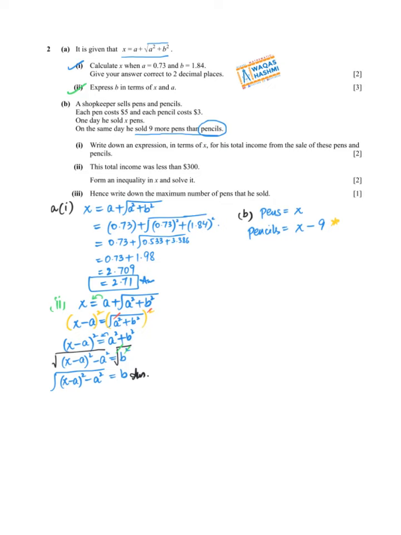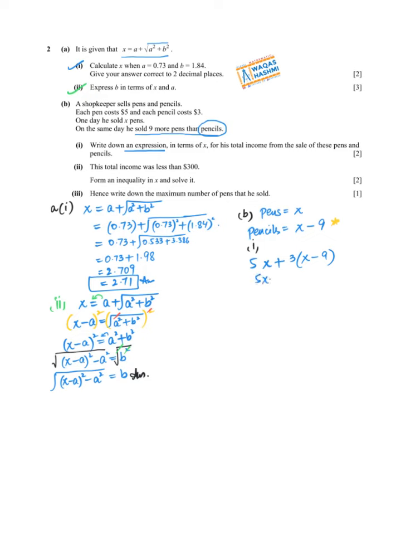Alright, after that, now it's b part 1. It says write down an expression in terms of x for his total income for the sale of these pens and pencils. You need to observe that the examiner is asking for the expression, not the final answer, right? So how many pens does he have? He has x pens and the cost of one pen is $5. That means the total amount for the pens is 5x. Similarly, for the total amount for the pencils, the cost of one pencil is $3 and the number of pencils is x minus 9.